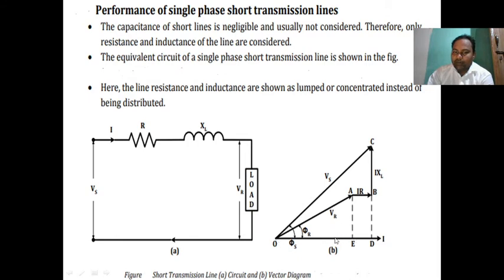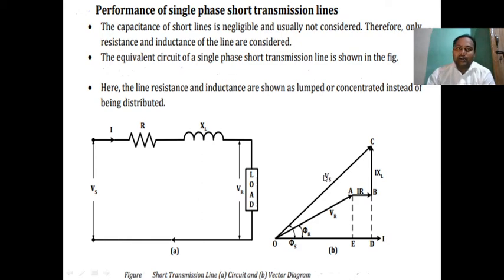So how can you represent the horizontal component O to E? Definitely the horizontal component is represented in terms of cos. So this O to E is VR cos phi R. In a similar manner, DB is the vertical component. How can you represent the vertical component? VR sin phi R. Horizontal component cos phi R, vertical component sin phi R. We can easily find the sending end voltage by using the vector diagram.